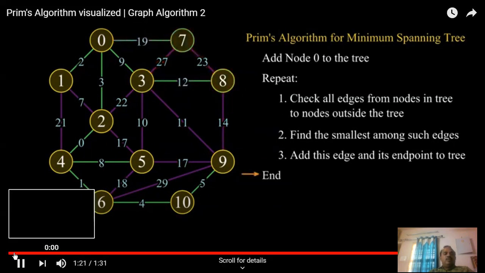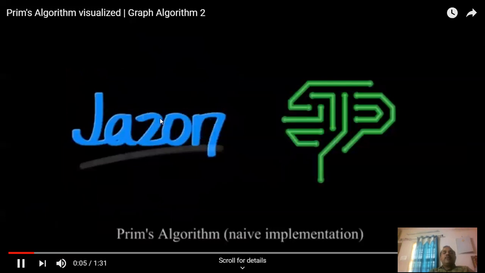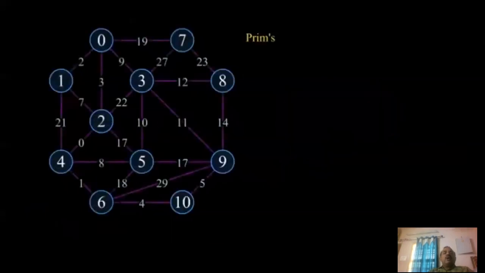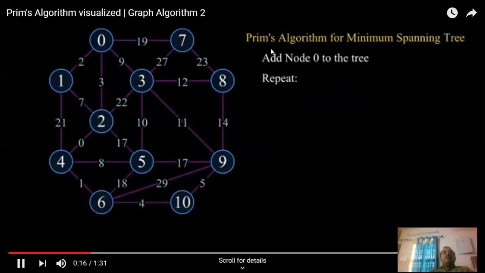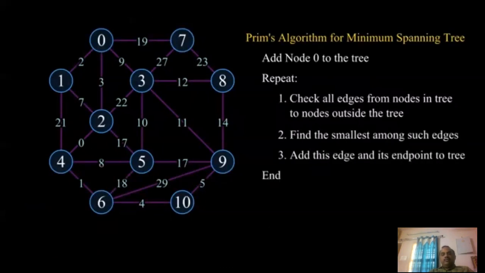So, minimum cost spanning tree. I repeat the same. Watch. This is the graph. I want to find the minimum cost spanning tree of this graph. I want to find the minimum spanning tree from this graph using Prim's algorithm. Using Prim's algorithm. All of you.